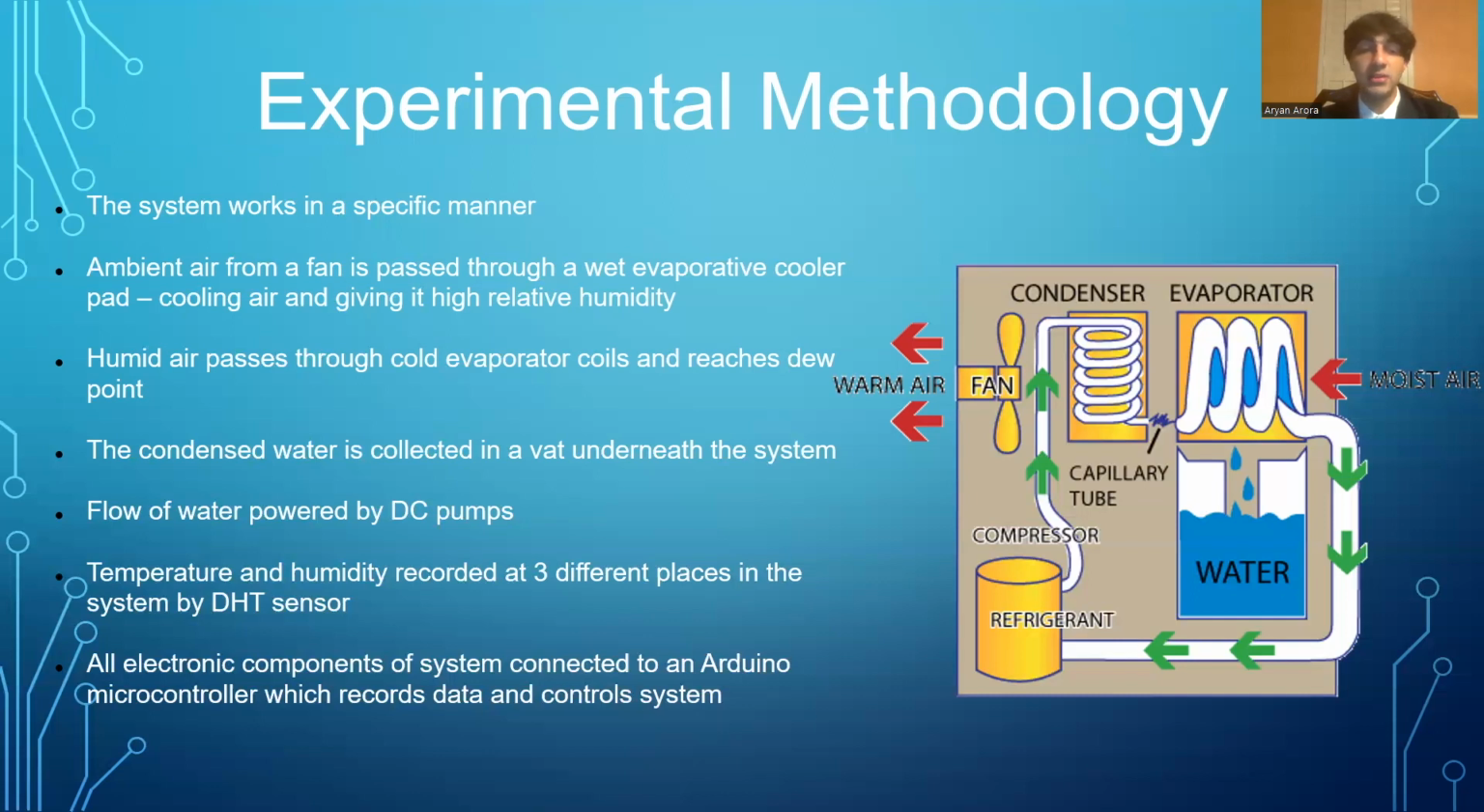And then the temperature and humidity of the air are recorded at three different places in the system by tiny DHT sensors. And those are in three different places, which are before the sponge, after the sponge, and after the evaporator coils. And then all the electrical components of the system, the fan, the two DC pumps, and the DHT sensors are all connected to and powered by the Arduino microcontroller. And so yeah, that's my design.